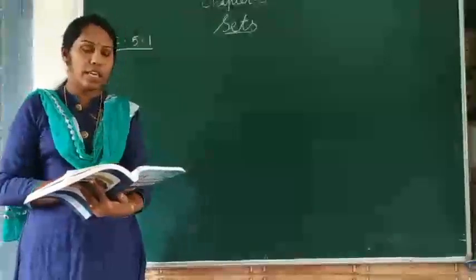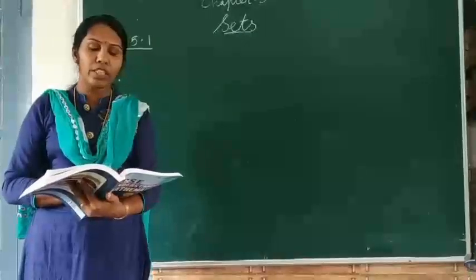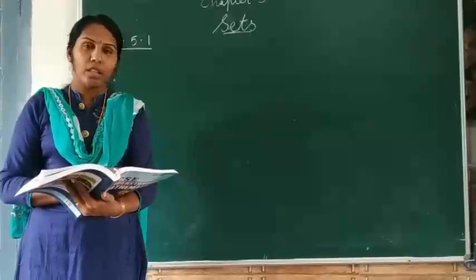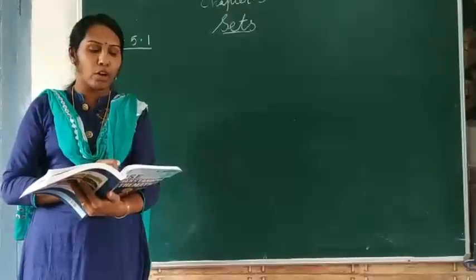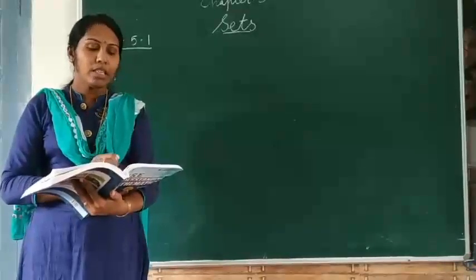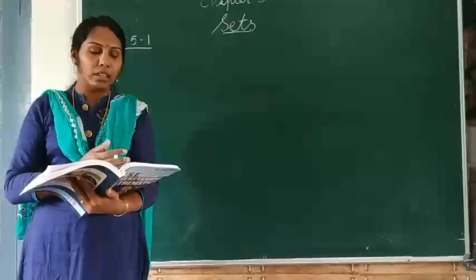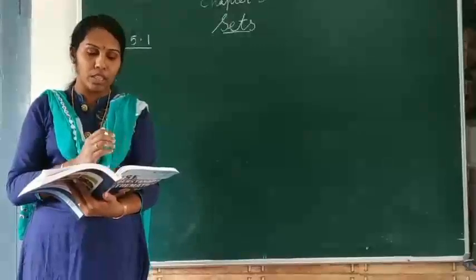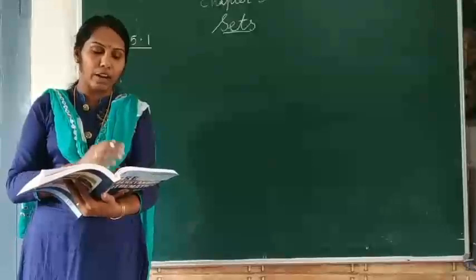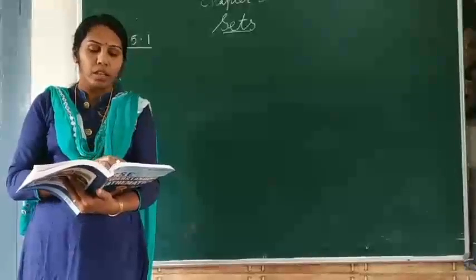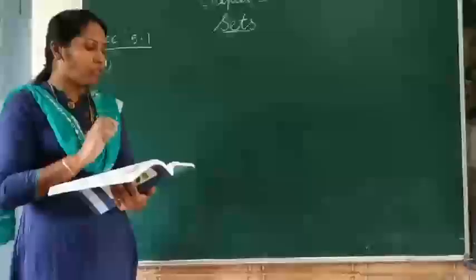See first question. State which of the following collections are sets. The first one is all states of India. Here it is given all states of India. This collection is a well-defined collection. Therefore, we can say that it is a set. So the first one is a set.